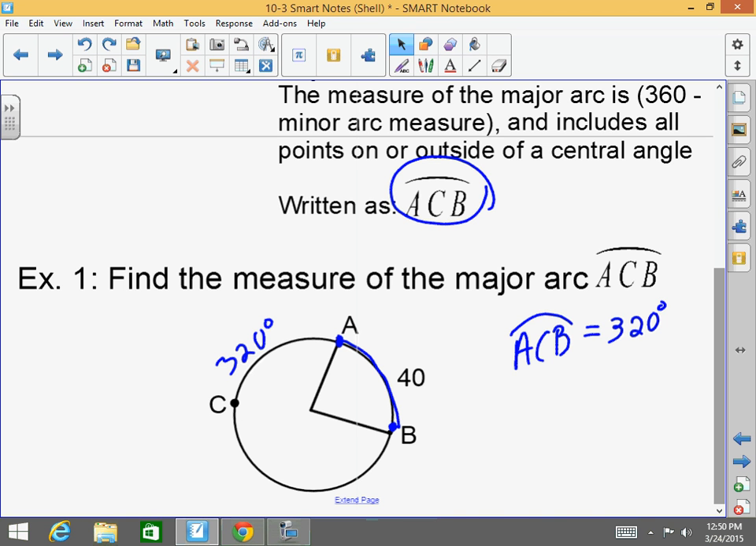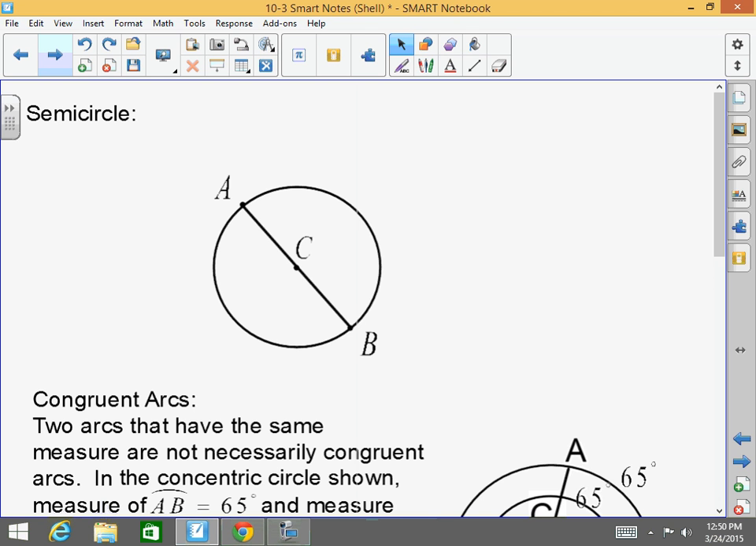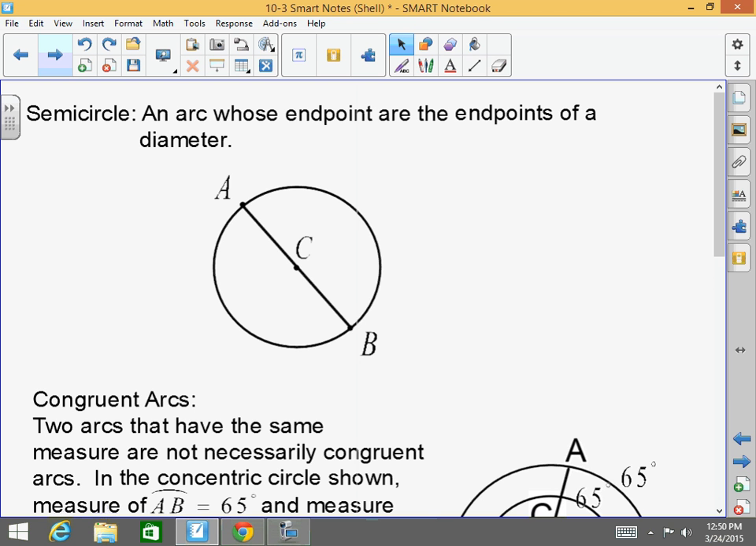All right. Now, semicircle. A semicircle is an arc whose endpoints are the endpoints of a diameter. So a semicircle is literally the arc of exactly half of that circle. So what do you think a semicircle's arc measure would be? 180, very good, because it is exactly half of the circle.